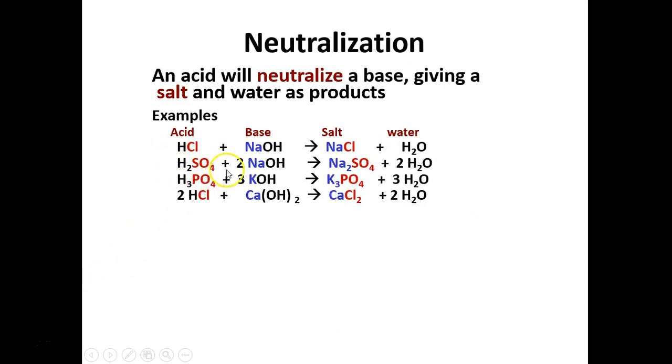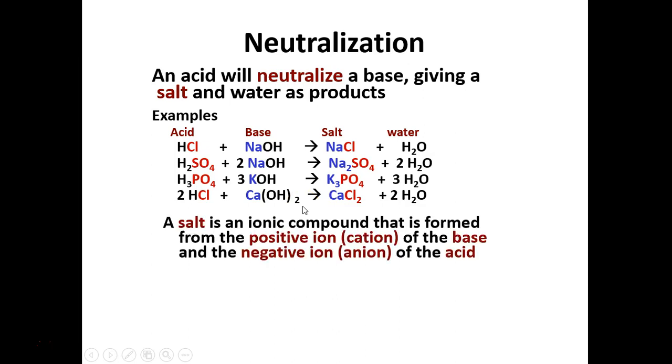This is sulfuric acid and sodium hydroxide. This is diprotic, which means it has 2 H pluses. And so obviously we have to take that into account when we balance it. Phosphoric acid is triprotic. And then this calcium hydroxide is an example of a base with 2 hydroxides, which again, we have to take that into account when we balance it.